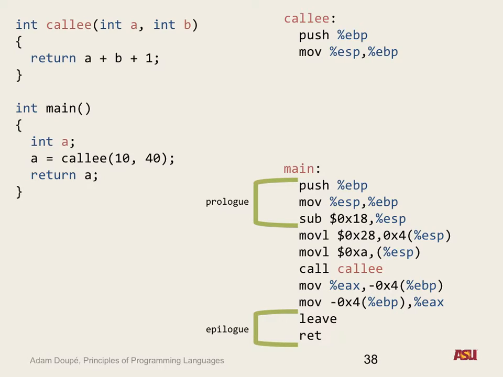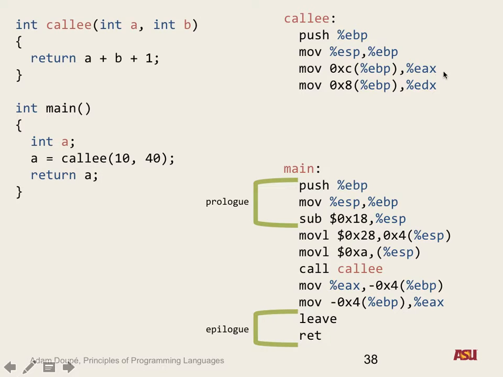Then we move the current stack pointer into the base pointer. So now the base pointer points right there. So now it's at EBP plus C. 10, right? Yes, that's right. Well, let's see. Yeah, okay. So that'll be the second parameter, which would be B in this case.